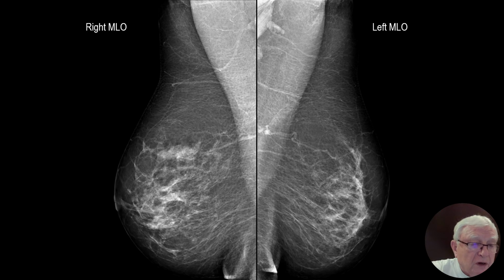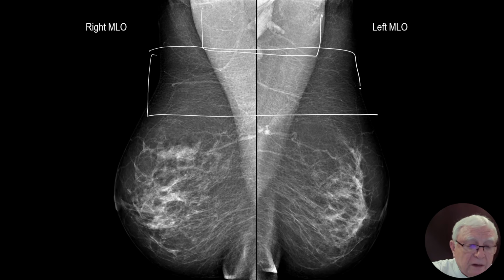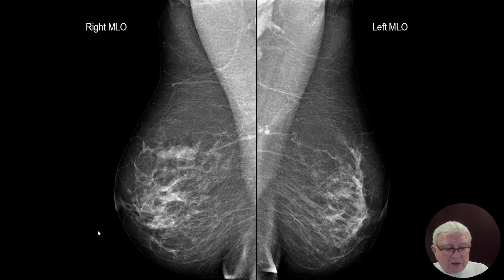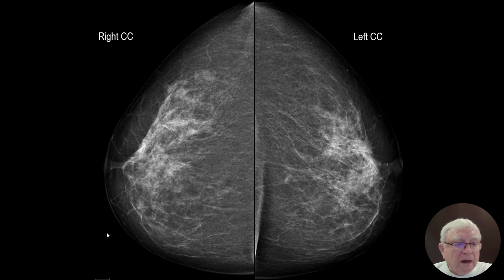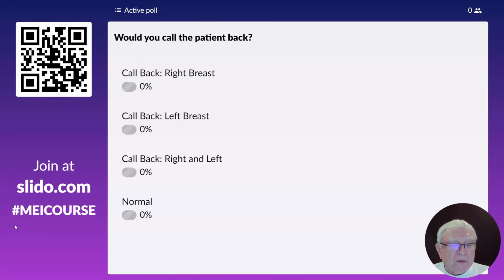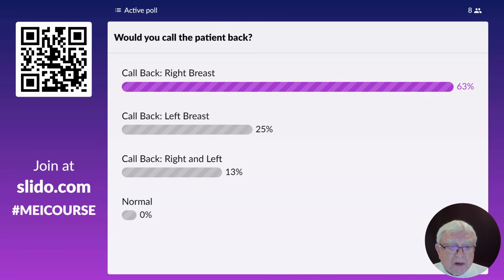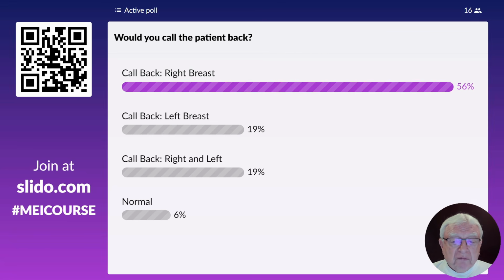And then, of course, you have already looked at the axilla, and after that, you go side by side, step by step, little overlapping like this. And because it has some density, you look at the contour too. I'd like to ask the question, would you pull her back at this time point? 50-50 means tremendous insecurity. And we agreed that you should have a little notepad and a pencil and jot down. 56% of you wanted to call back for the right breast.